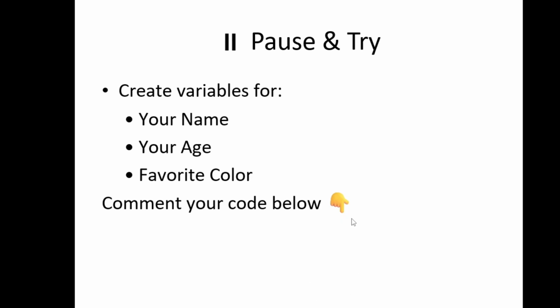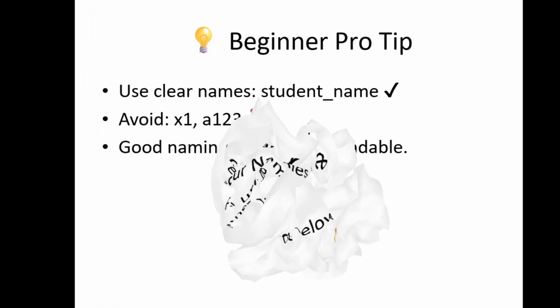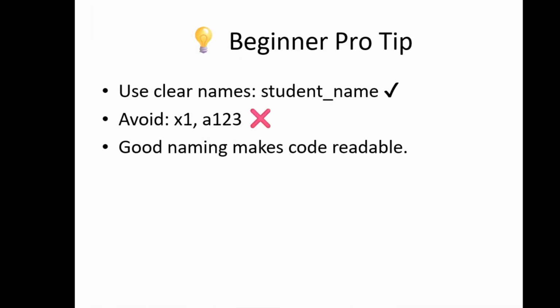So comment your code, whatever you are doing with your name, age and your favorite color. I'm going to check every comment. As I've already given a tip, use clear names. So student_name, don't use ABC, XYZ and so on. Because good naming makes code readable.